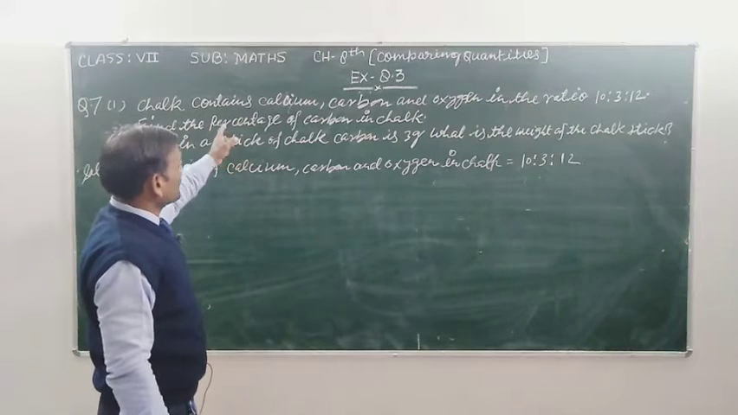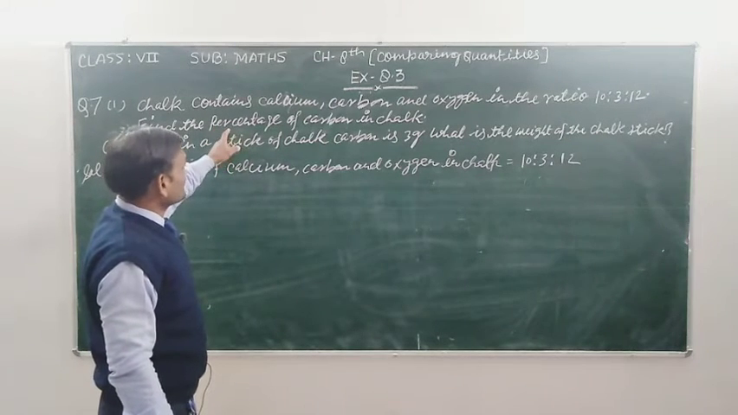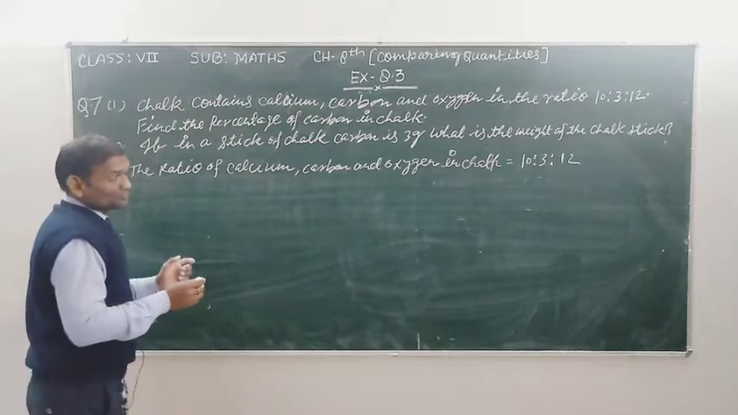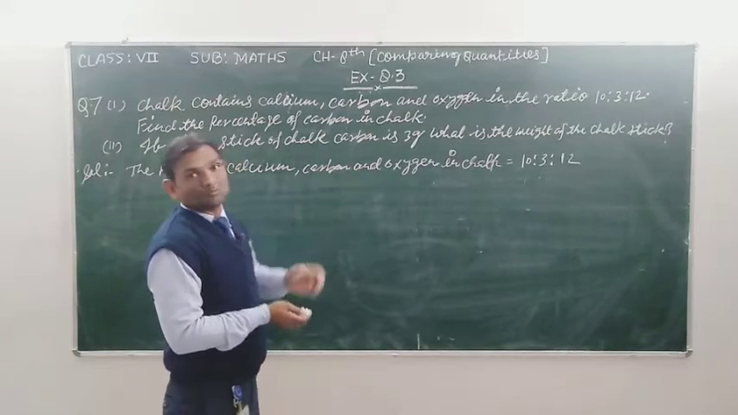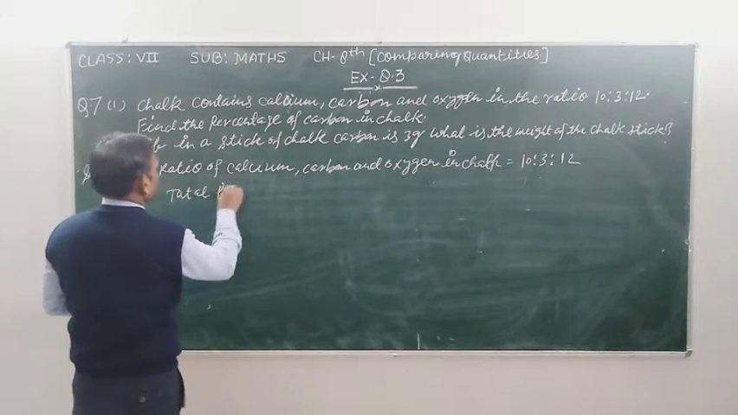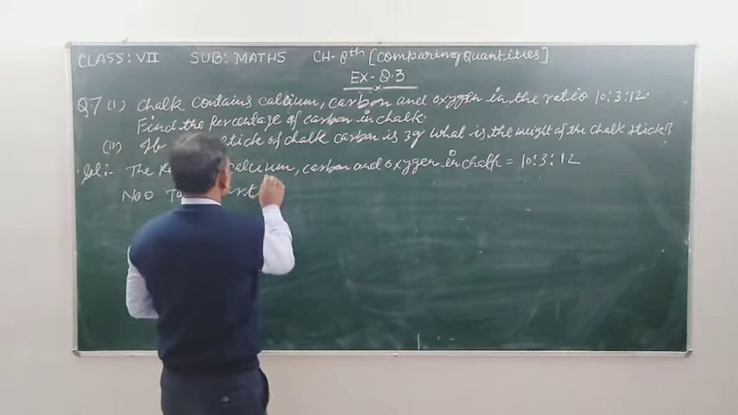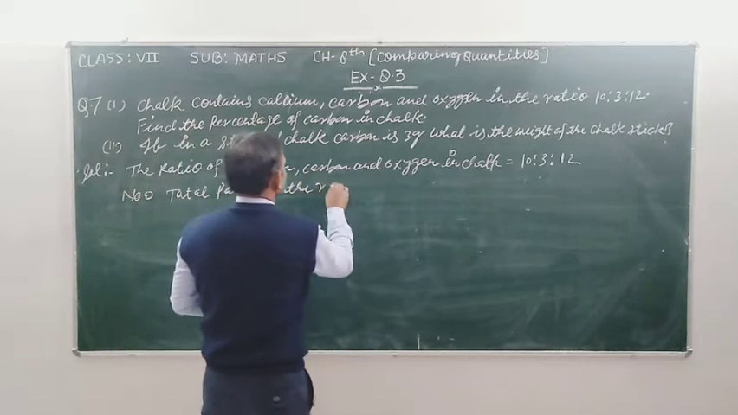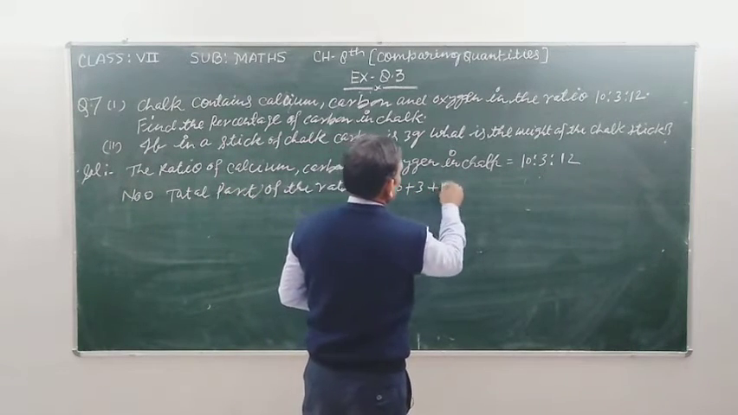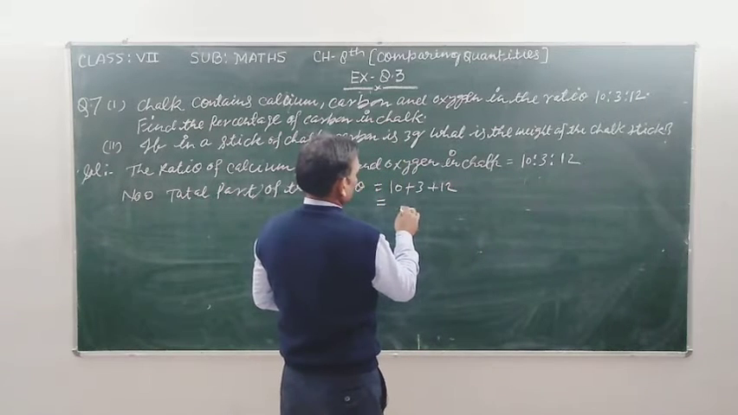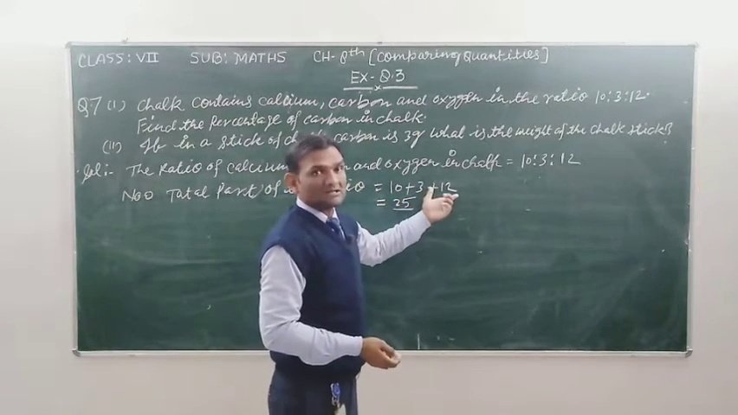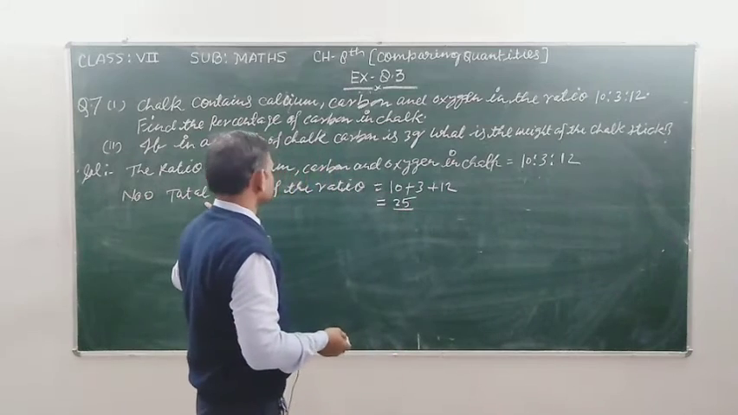Now for finding the percentage of only carbon in this ratio, student, firstly we have to add the parts of the ratio. Now the total parts of the ratio: 10 plus 3 plus 12, that is 25. This is the total sum of the parts of the ratio.